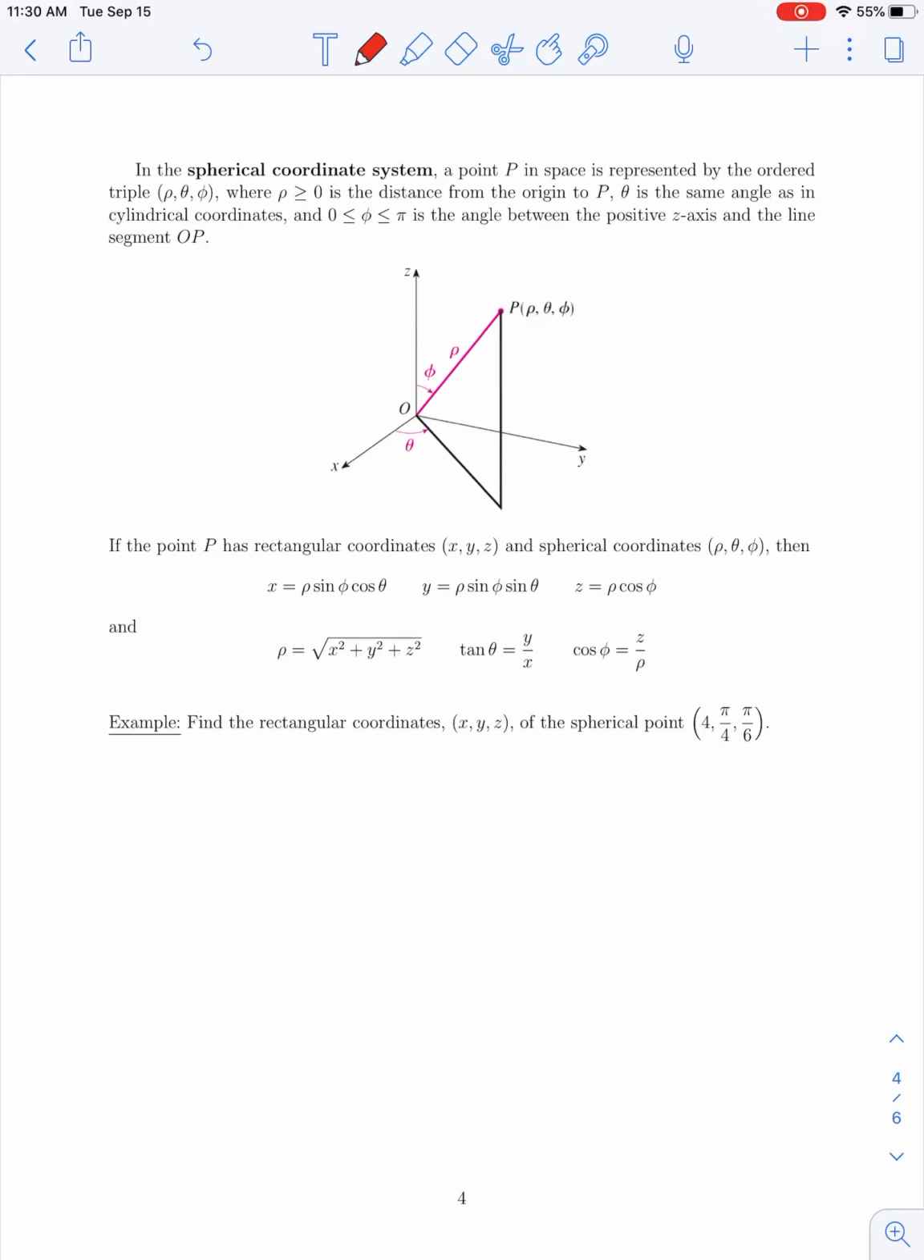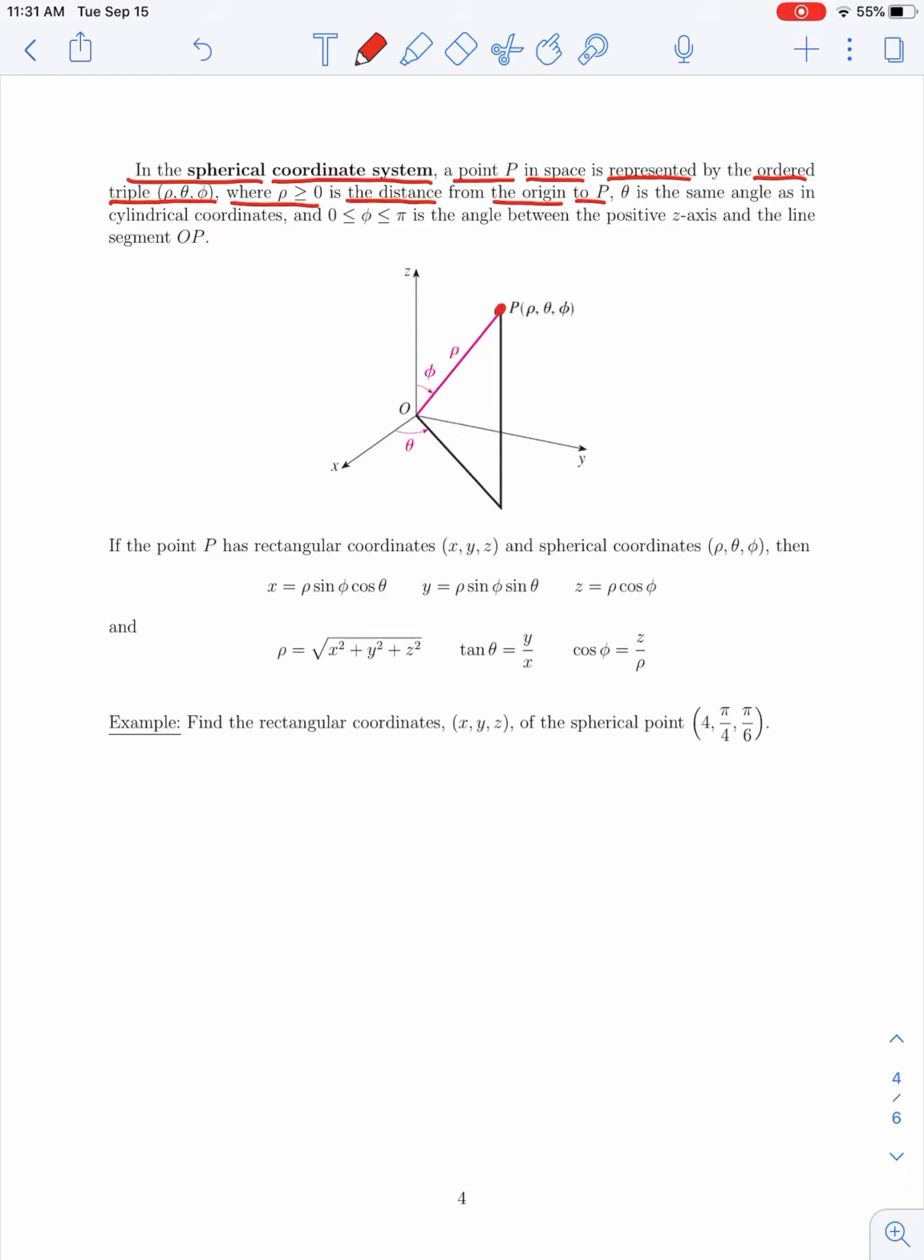So in this lecture, we will introduce the second coordinate system, the spherical coordinate system for representing points in space. So for this system, a point P in space can be represented by an ordered triple defined as rho, theta, phi, where rho is a non-negative number representing the distance from the origin to the point P. So as we explain these things, let's try to visualize in our figure below here.